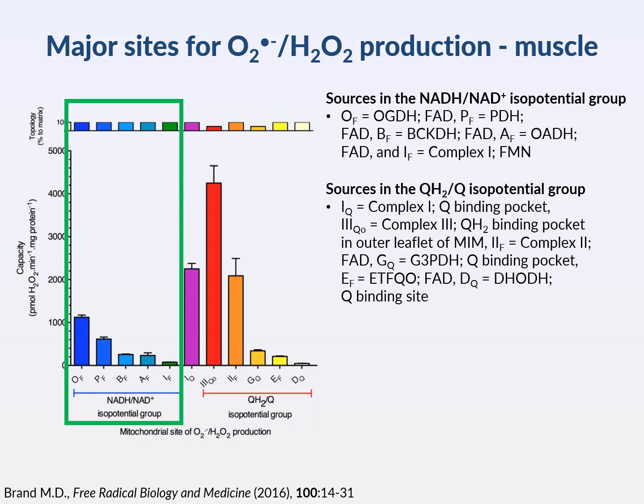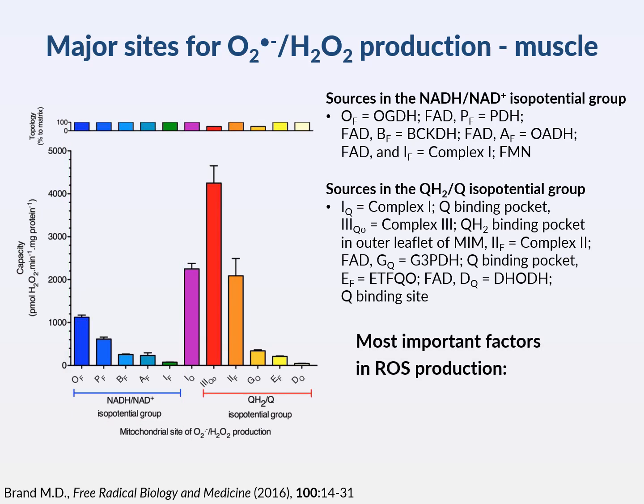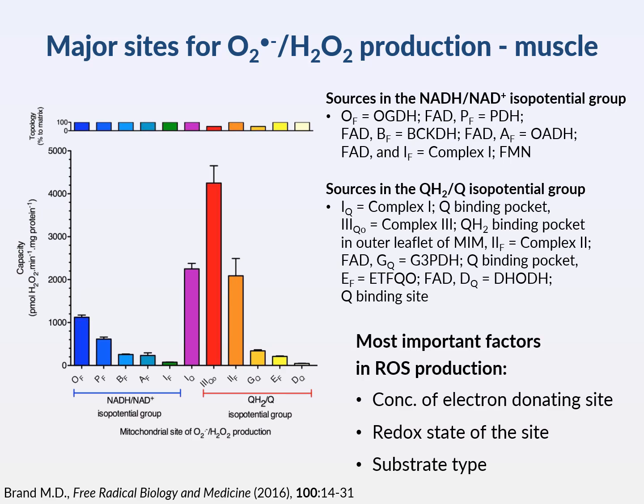However, when we focus on the NADH to NAD+ isopotential group, it is shown that when you're metabolizing keto acids like 2-oxoglutarate or pyruvate, the 2-oxoglutarate dehydrogenase and pyruvate dehydrogenase produce 8 times and 4 times more reactive oxygen species than traditional sources like complex 1. These seminal findings were able to show that the major site for production can vary significantly depending on which type of substrate is being oxidized. In addition, this work has shown that the most important factors influencing ROS production are the concentration of the electron donating site, the redox state of the electron donating site, and the substrate type.